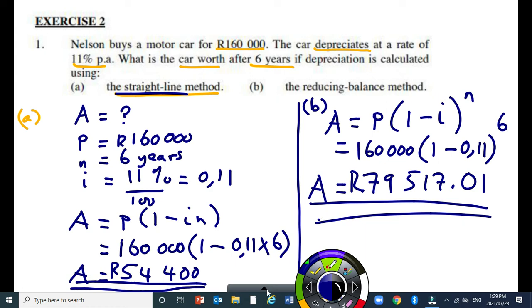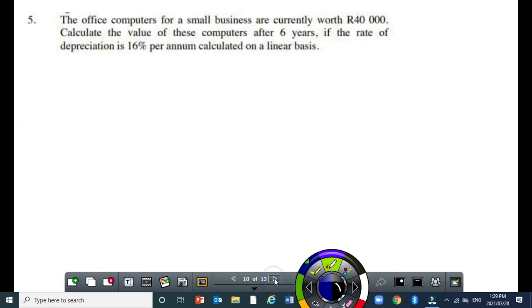Then, second example. The office computers for a small business are currently 40,000. Calculate the value of these computers after 6 years if the rate of depreciation is 16% and calculate on a linear basis. Please take note, if it says linear basis, use the simple interest formula with the minus. Now, this is very important for you.